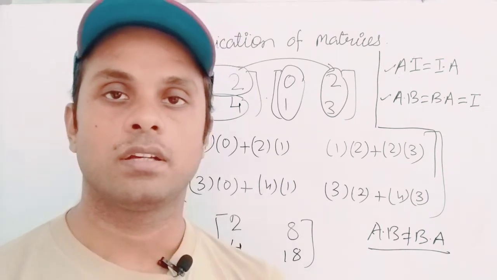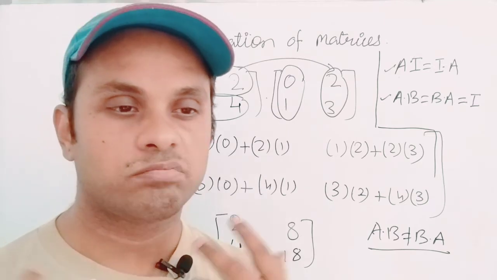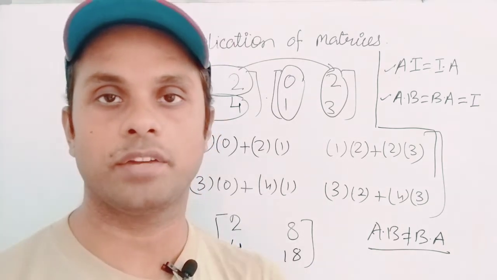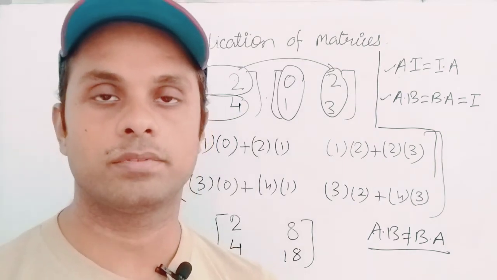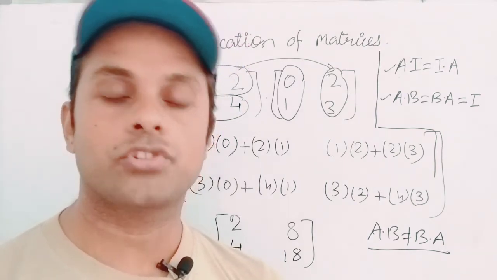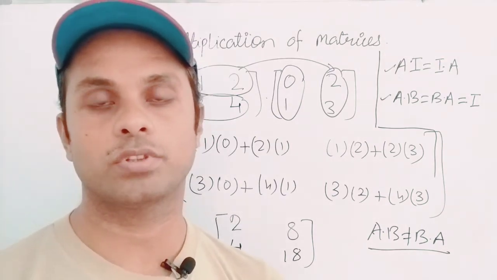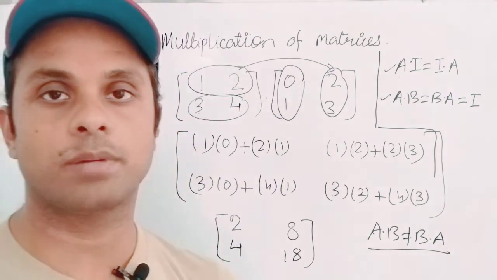Matrix multiplication is not necessarily associative also. Okay, so what is associativity? You can try questions from your textbook for that. Okay, so this was all about multiplication of two matrices.